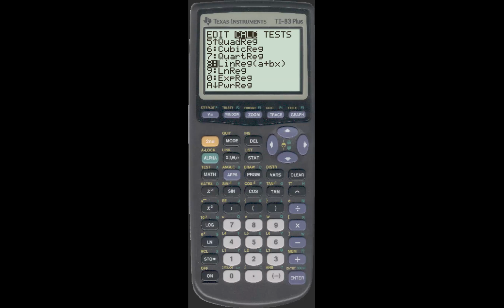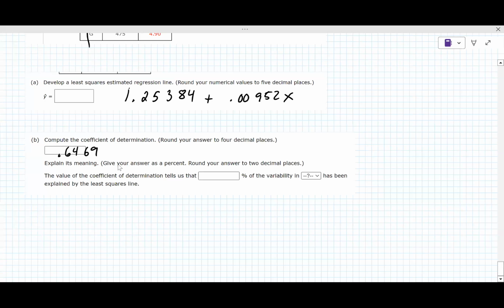but you won't have it in your test. But what did you get for R squared? 0.6468? Yes, very good. 0.6469 when it's rounded. Okay, so now I'm going to go back to the other screen. Explain it to me and give your answer as a percent. So you have to multiply this number by 100.